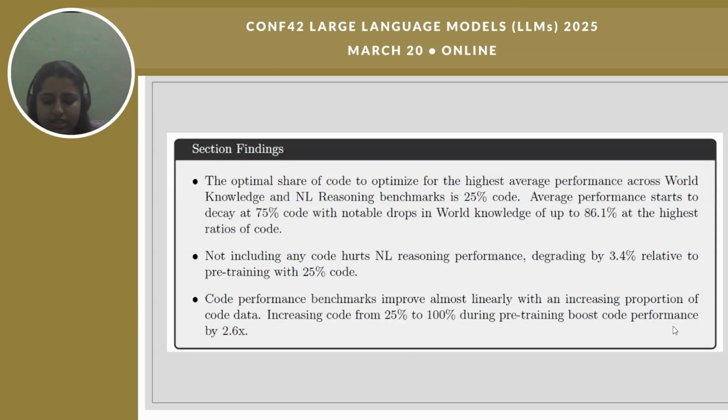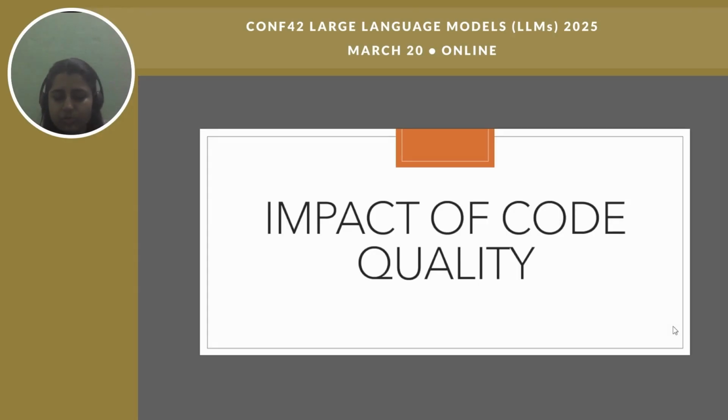For code generation, the best is the no-code model. So for code generation, there is a linear increase in performance as the amount of code increases. So the best is the best code model. Then we have code quality and code property.